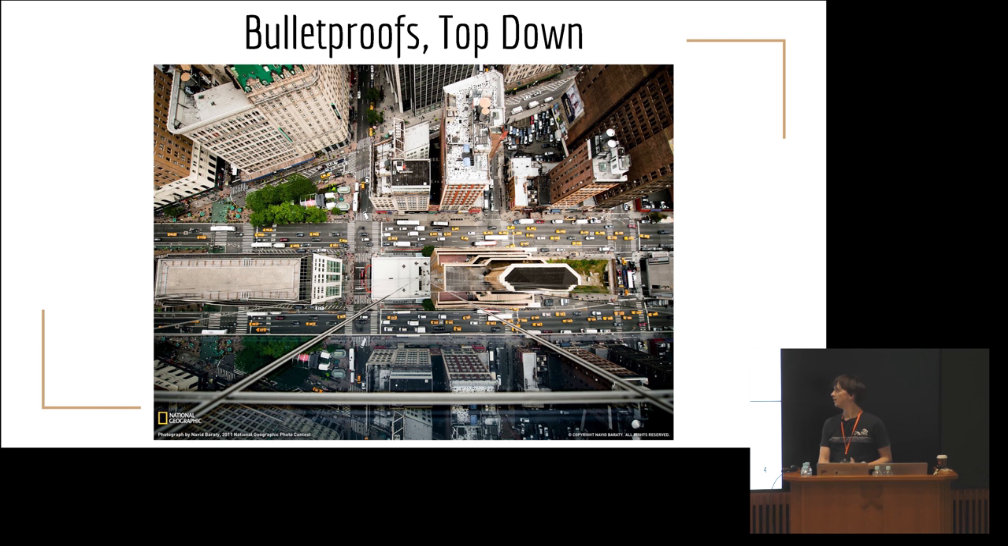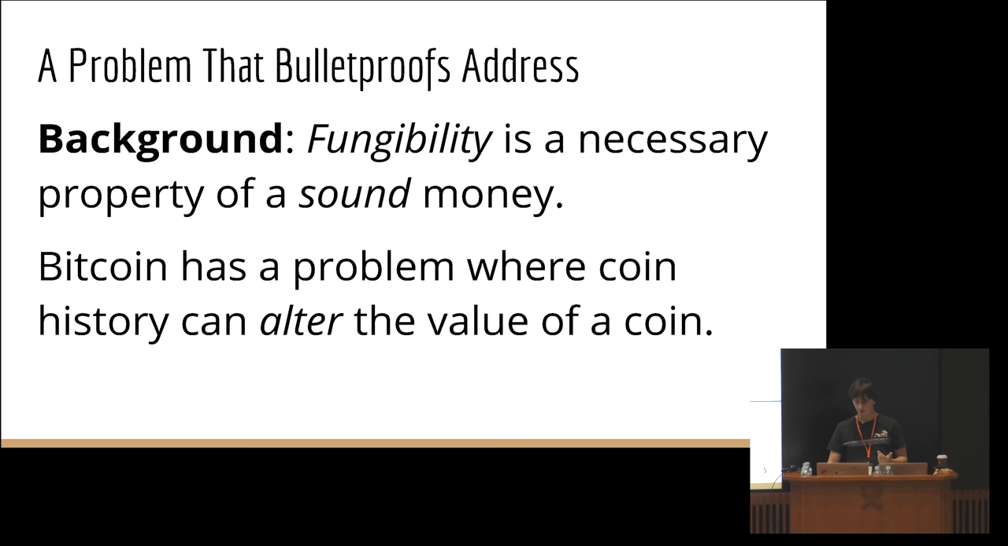Anyway, so bulletproofs, top down. Bulletproofs address a particular problem. To get to that problem, we're gonna take a few steps together here. So background here: fungibility is necessary for money. Fungibility is where I have a $1 bill and another $1 bill. And if these two were somehow worth different amounts of money, then the dollar would be worthless as a currency. It would not be useful as money.